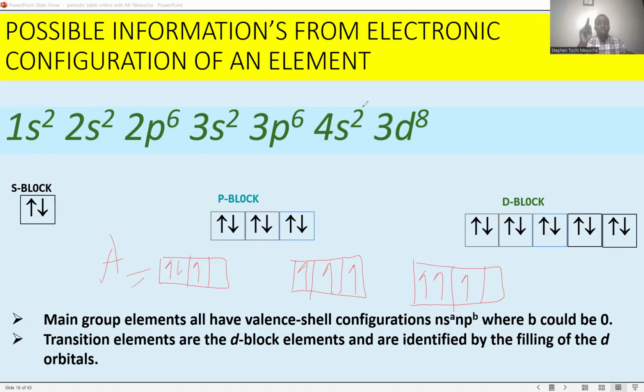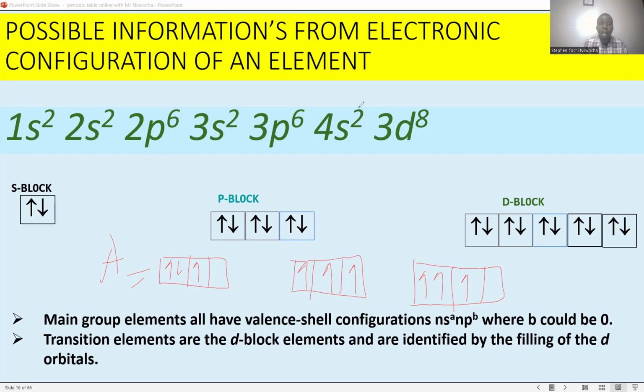Now this first one, this is A. This A, number 1, disobeys Hund's rule, because it's supposed to be singly filled before pairing takes place. You see? So that one disobeys Hund's rule. And again, another rule that it has disobeyed is the Aufbau principle. So this A disobeyed Hund's rule and also disobeyed the Aufbau principle.